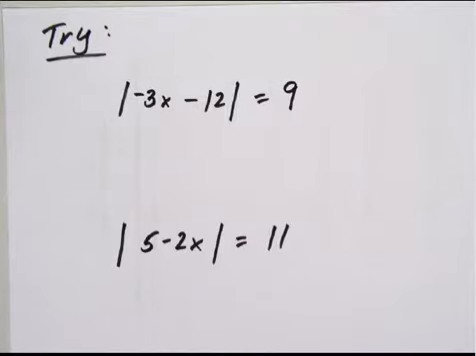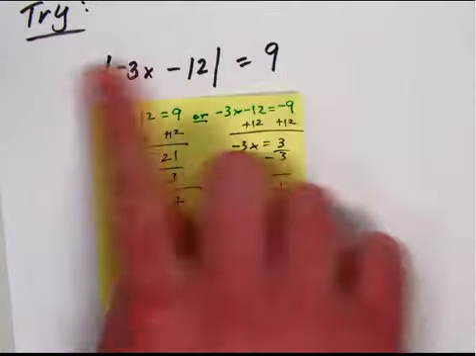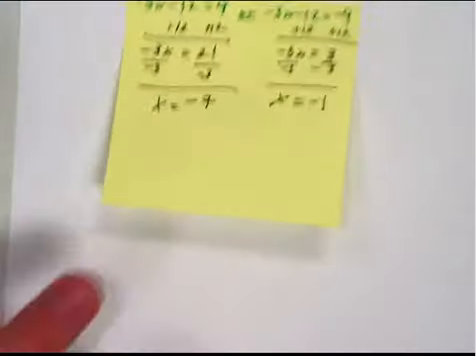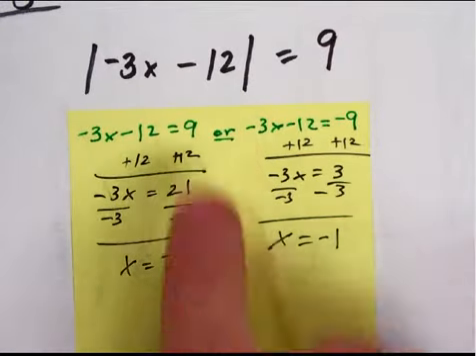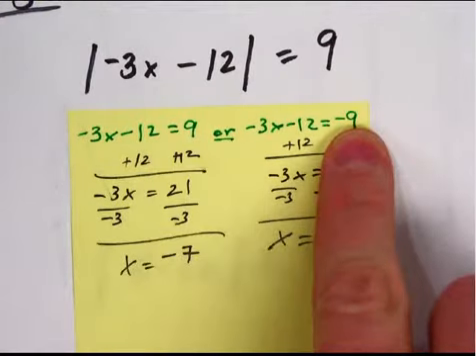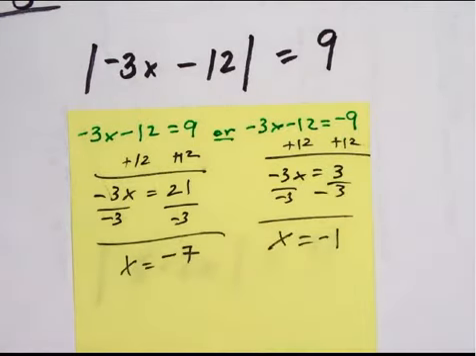Okay, welcome back. Here are the two solutions. The first one, you would get this because you would split it into 2. And when you split it into 2, you end up getting it equaling 9 or negative 9. And then you go through the process to solve it, and x equals negative 7 or negative 1.